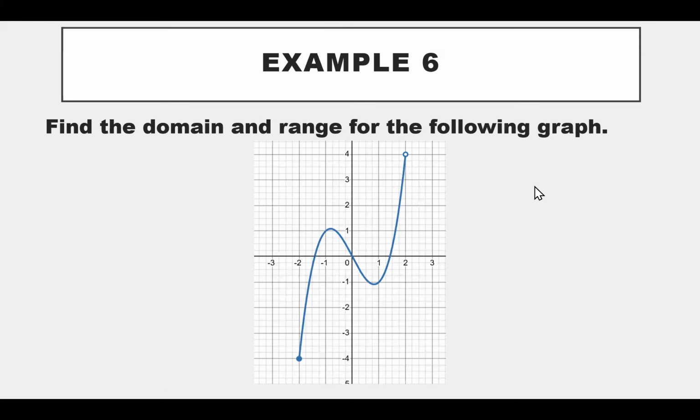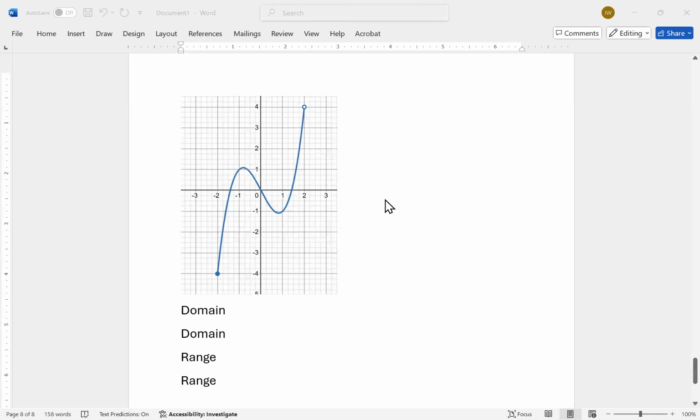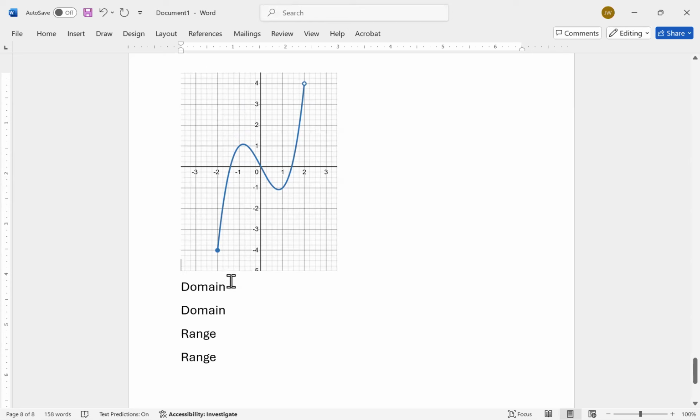Let's do one more example. Here we have example 6. Let's find the domain and range for this graph. Once again, push pause on the video if you'd like to do it on your own. And in a couple of seconds, I will do it on the video. On this graph, it's fairly straightforward.